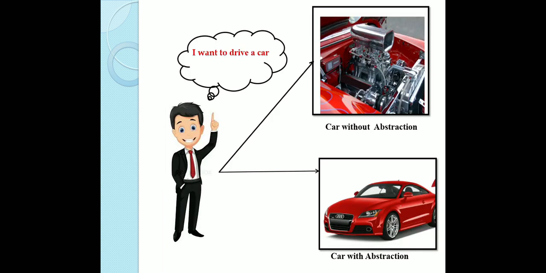Here, one person wants to drive a car. There are two conditions: car without abstraction and car with abstraction. Here, car without abstraction shows the cabinet, engine, etc. And car with abstraction means a proper car.